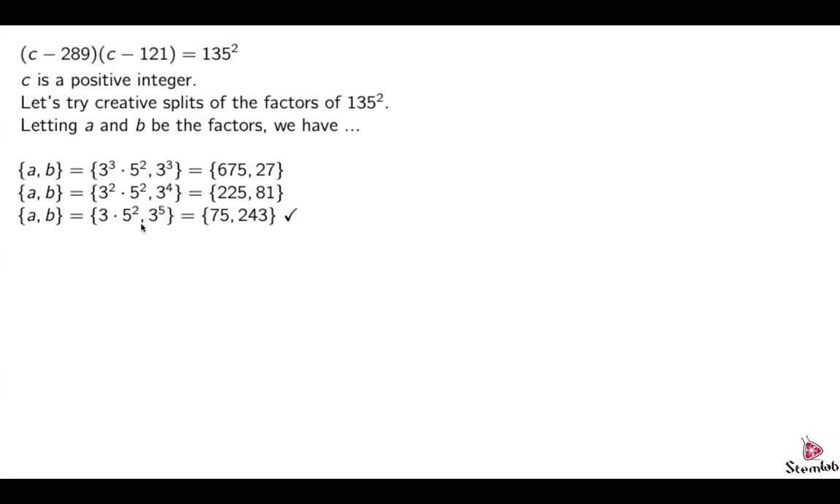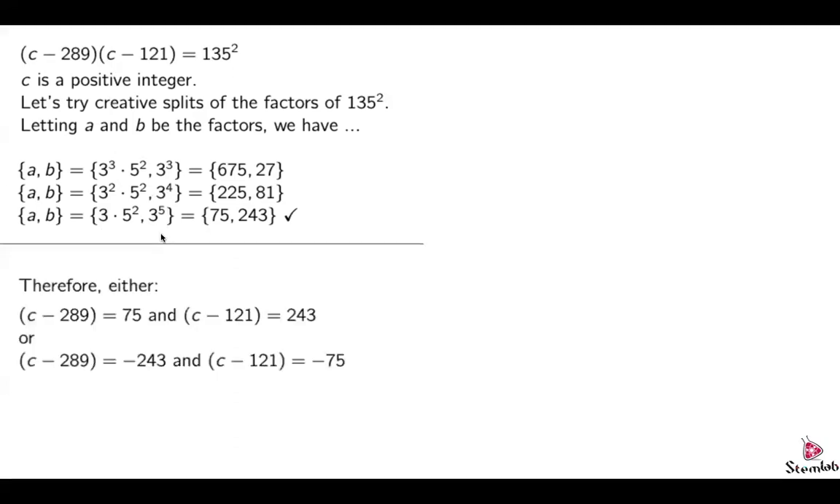So what that means is we have two possibilities. One is they're both positive, or they're both negative. So we can express those two equations simply as c minus 289 is equal to 75, and c minus 121 is equal to 243. That's when they're both positive, or when they're both negative, which is the second set of equations here. So we will find that there are two possible values for c. c might be 364 or 46.